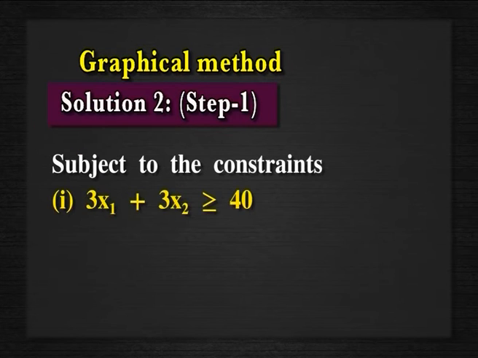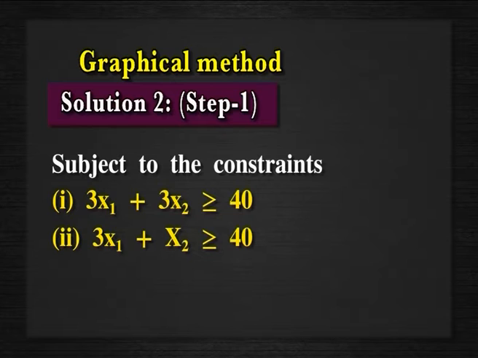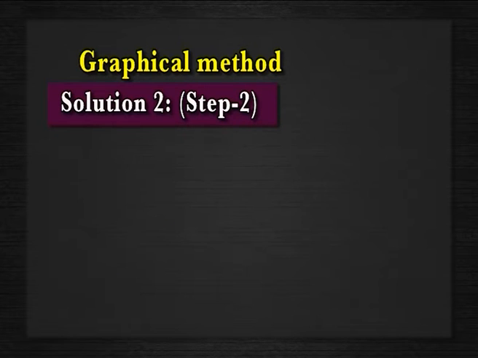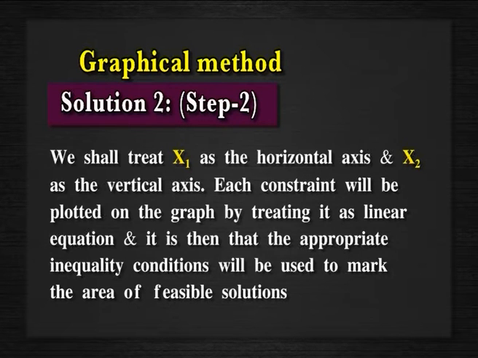Firstly, 3x1 plus 3x2 is greater than or equal to 40. Second, 3x1 plus x2 is greater than or equal to 40. And third, 2x1 plus 5x2 is greater than or equal to 44 and x1, x2 greater than or equal to 0. Step 2. We shall treat x1 as the horizontal axis and x2 as the vertical axis.